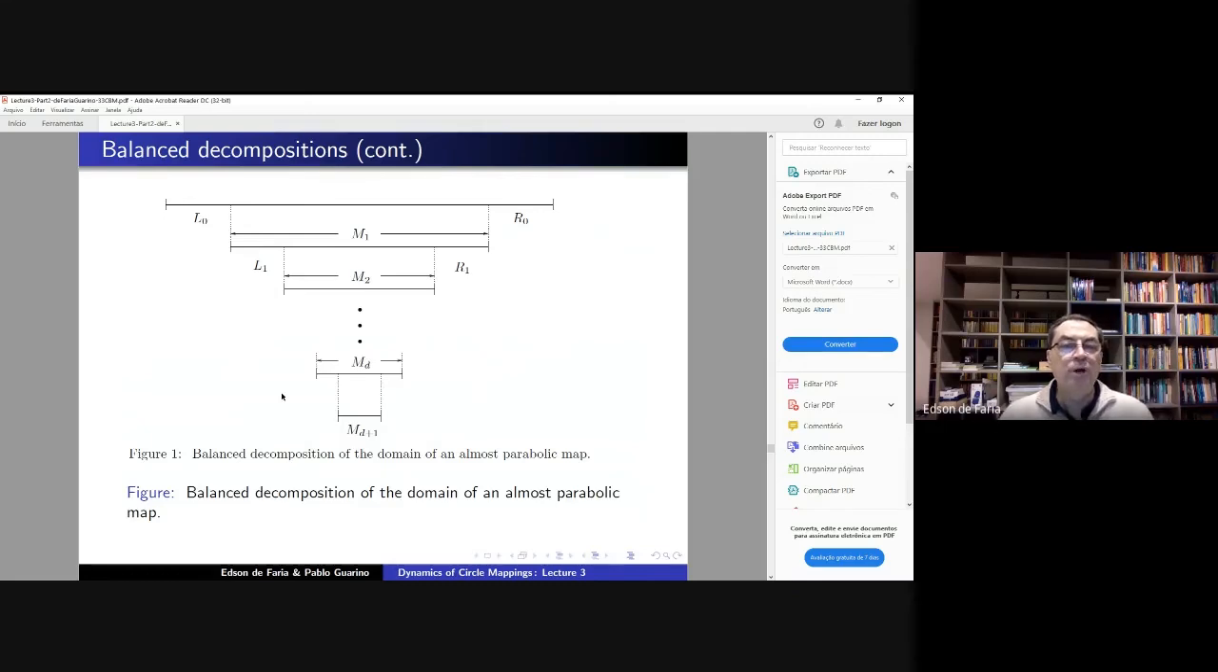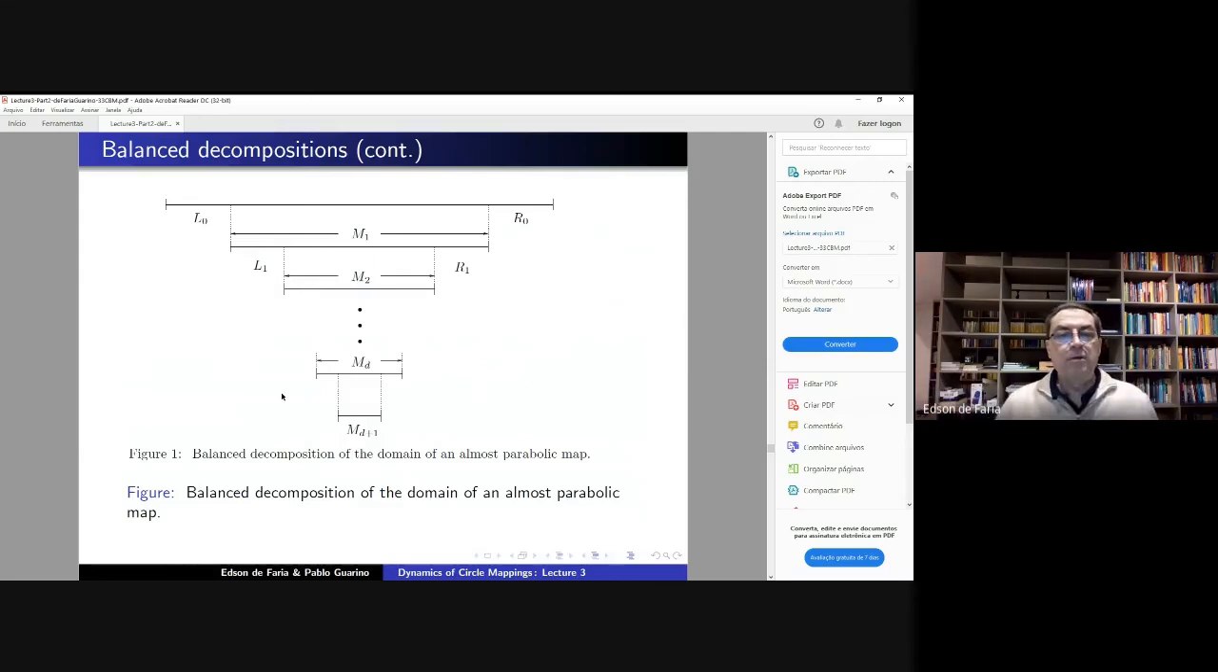So now you look at M1, and on the left side, you look at two fundamental domains together. The union of them is this thing called L1 on the left, and on the right, you take two fundamental domains as well, adjacent fundamental domains. So you get this interval R1, which is the union of these two.